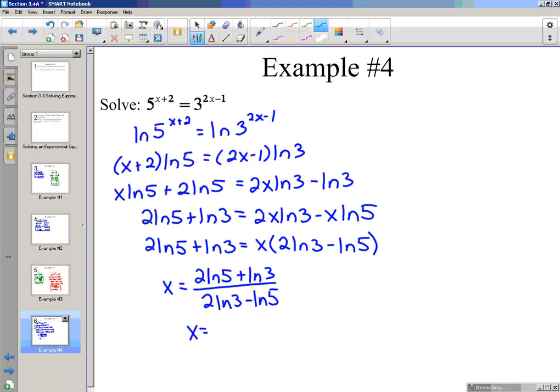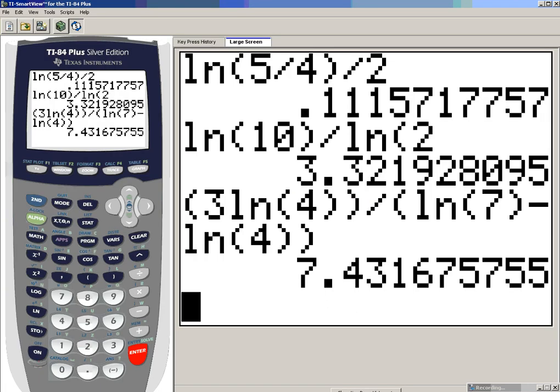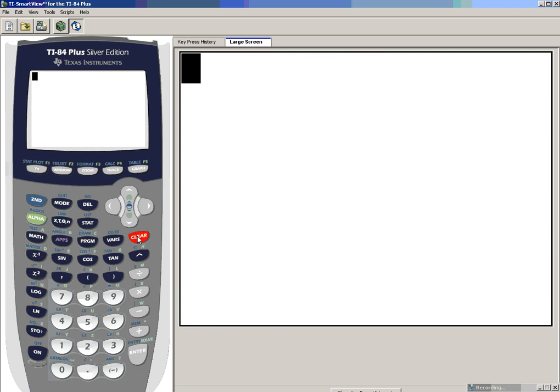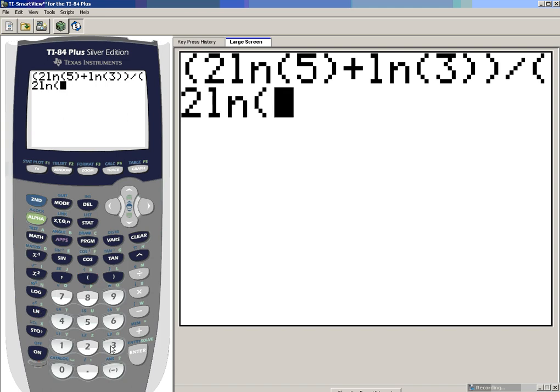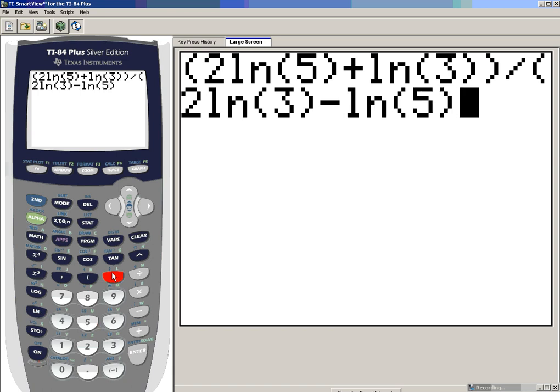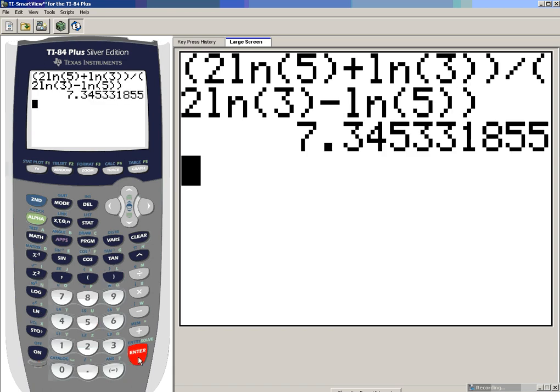Plug all that into your calculator. Again, when you plug it in, make sure you are grouping numerator and denominator together. So up top, we have 2 natural log 5, close the argument, plus natural log 3, close the argument and numerator, divided by, group the denominator together, 2 natural log 3, close the argument, minus natural log 5, close the argument and denominator, should get 7.345.